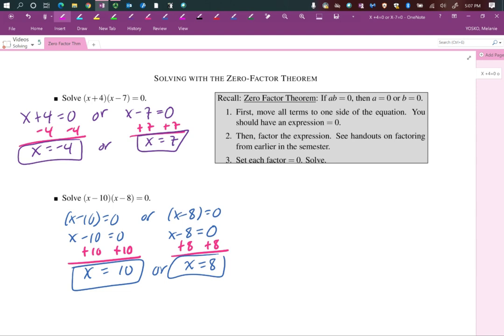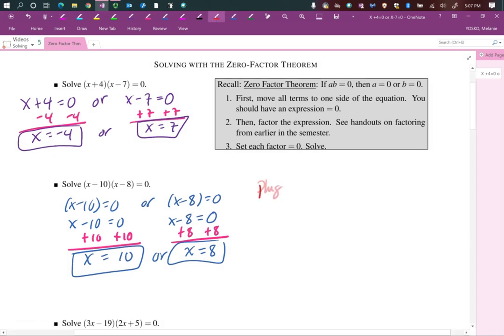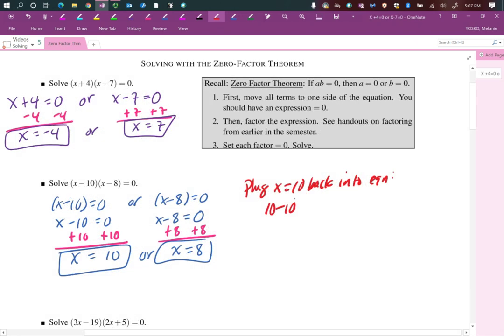Notice I wrote the word or in between. There are two values that make this expression equal to 0. So if you plug x equals 10 back into the equation, 10 minus 10 times 10 minus 8. So what I've done is replace this x and this x with a 10. Well, 10 minus 10 is 0, and this is a 2. So 0 times 2 is 0. This doesn't say that both pieces in the product are going to be 0. One of them will be 0, and then 0 times something non-zero is still 0.